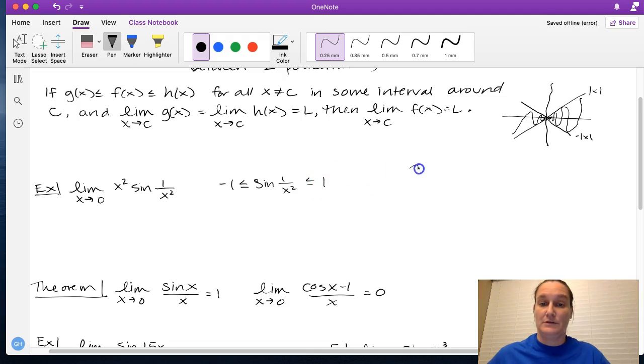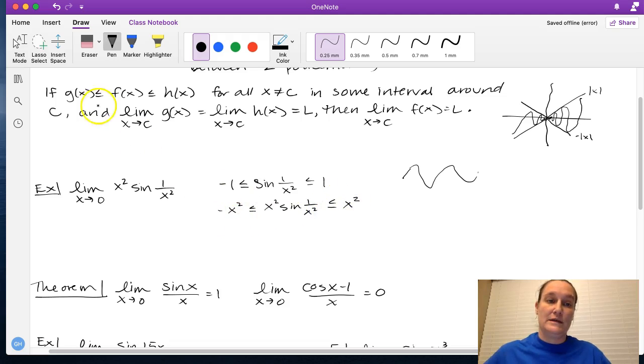Remember our sine function, we went over that. The lowest it gets is negative 1, the highest it gets is positive 1. So that is true for all x. We have x squared, so let's just multiply everything by x squared. So this is going to be negative x squared is less than or equal to x squared sine of 1 over x squared, which is less than or equal to x squared.